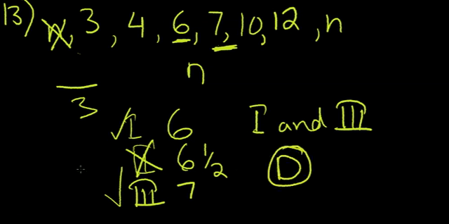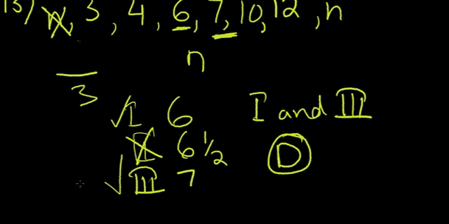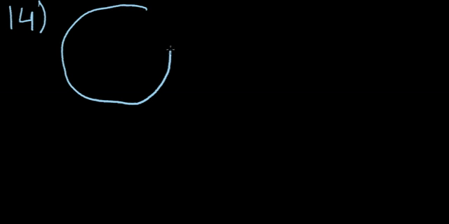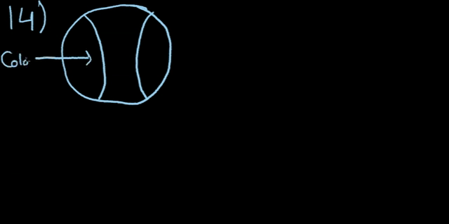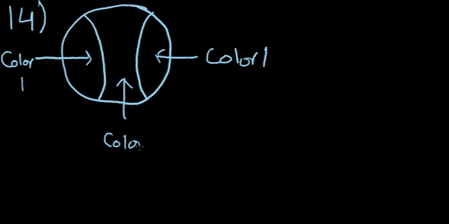So I'll try and squeeze in another problem right now. Okay, number 14. Let's draw this diagram. It looks kind of like a basketball with just 2 markings. So this is going to be color 1. So is this, so they're going to be the same color. And this is going to be color 2.